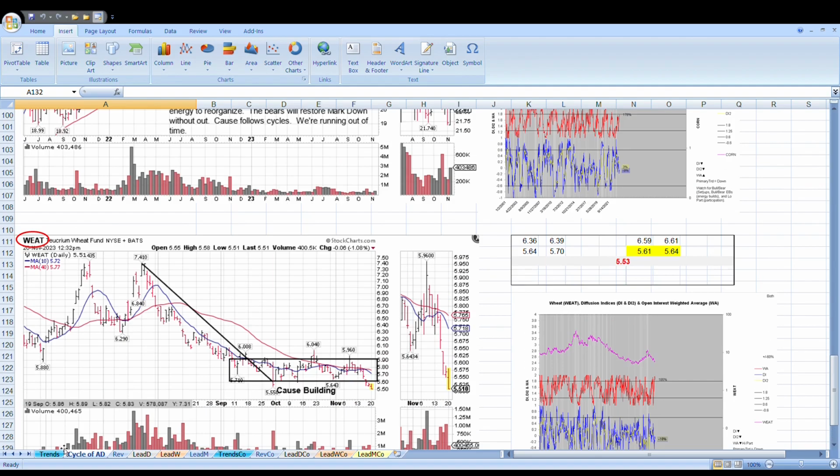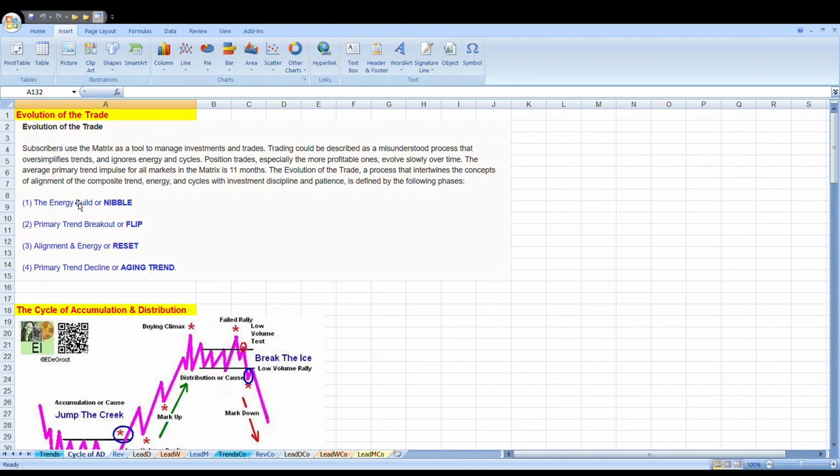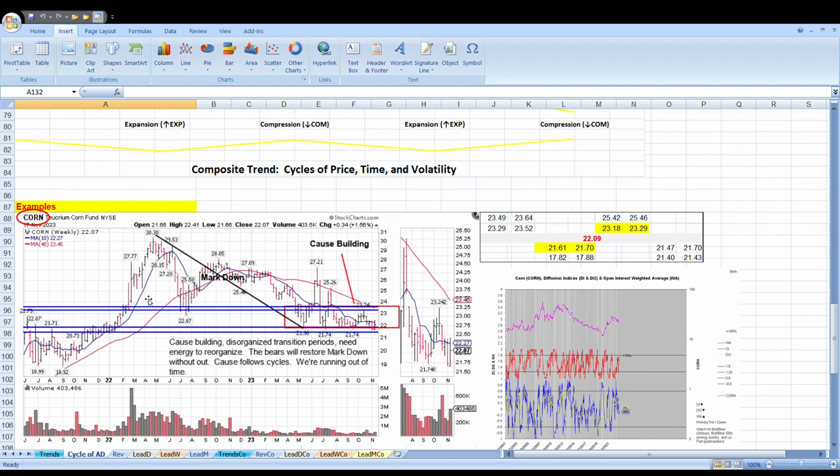Now, the computer, as we move through the evolution of the trade: energy, nibble, flip, reset, primary trend decline. The reset is 4 days past on wheat. We don't have a reset in terms of corn yet.